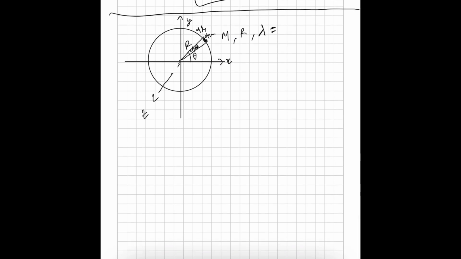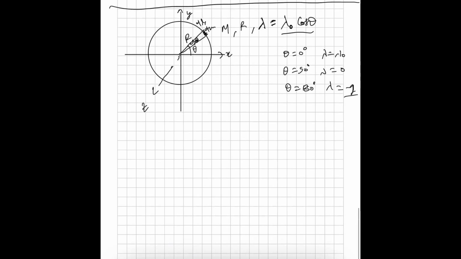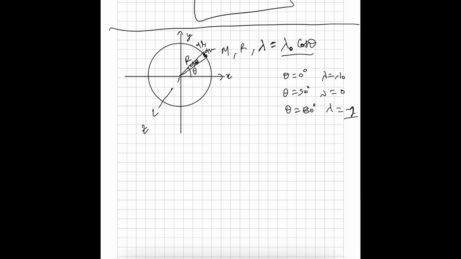Let's say lambda is lambda naught cos theta. So for theta equal to 0, lambda will be lambda naught. At 90, it will be 0. Theta is equal to 180. Now you see I am getting -1. And what is the sense of -1? It is not a very realistic problem. You say it is mathematically correct, but in reality we don't have negative masses.